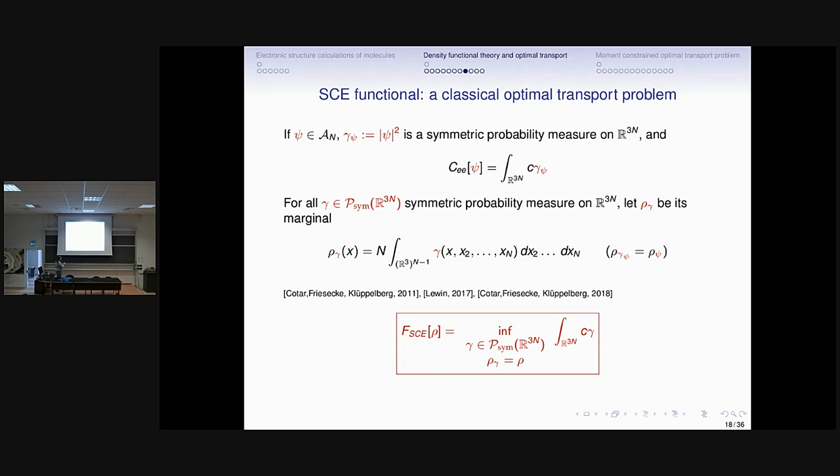Another way to view this formula is that rho gamma is, up to the multiplicative factor n that you see here, a one-variable marginal of the probability measure gamma. So this guy you can interpret as a marginal constraint on a given probability measure. And so what you're minimizing here is the integral of a cost function against the measure gamma, over symmetric probability measures gamma whose marginal is equal to rho. And this is indeed a classical optimal transport problem. That's the second approximation that I want to talk about here.